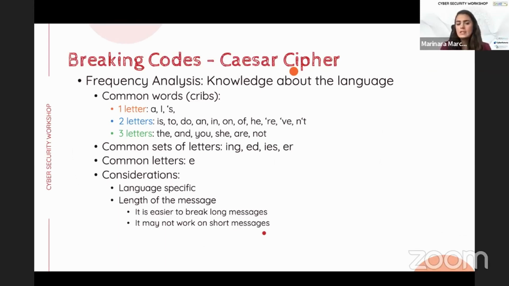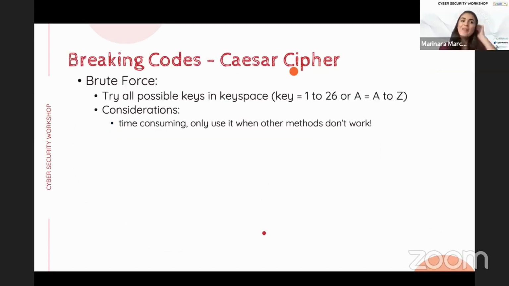And then another thing to consider is that it is easier to break longer messages, as I said, and it may not work in short messages. This is going to become a lot clearer to you as we move on to the examples, so don't worry. And the second method is called brute force.